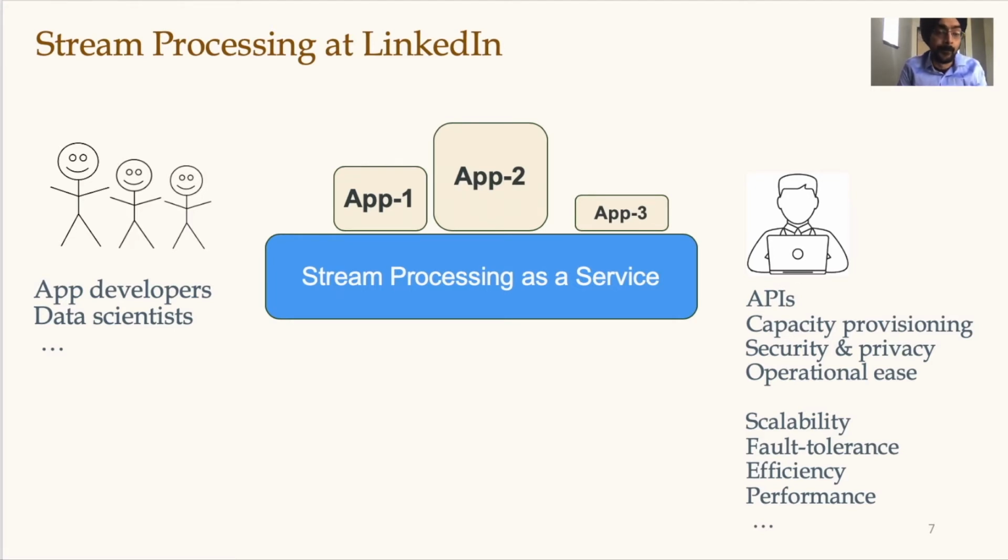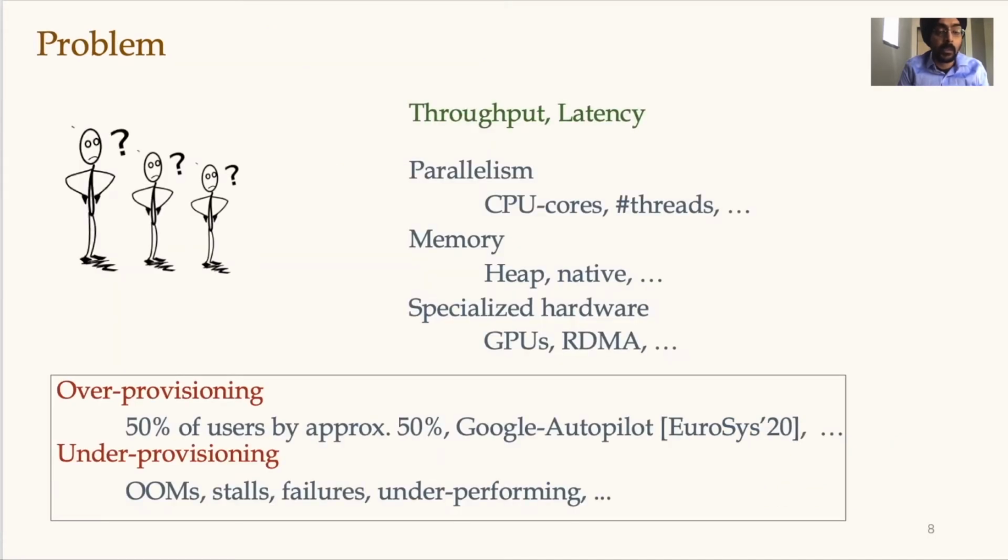But the problem is users are left with the challenge of sizing their apps in terms of the amount of memory, CPU, tuning things like the number of threads, memory allocation in terms of heap versus native, or enabling specialized hardware for their apps. And it is hard for users to make these sizing and tuning decisions.